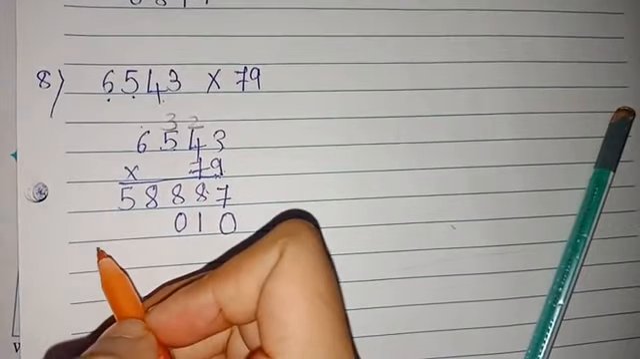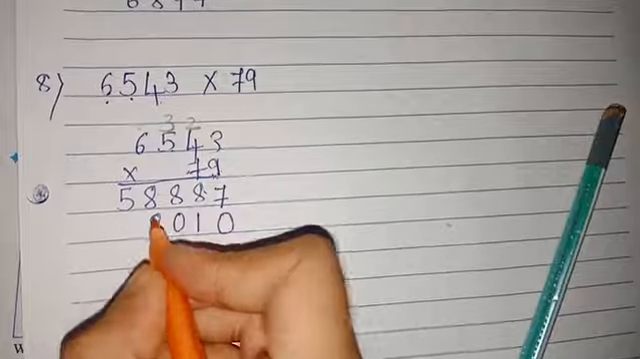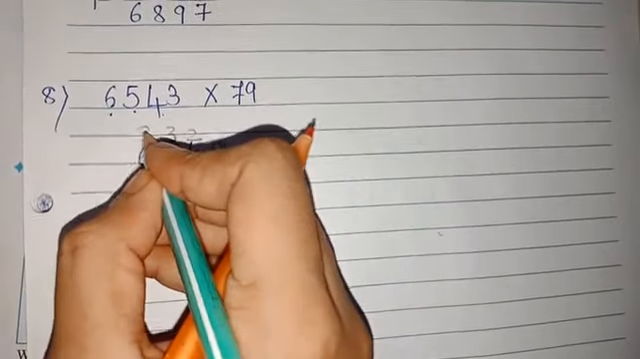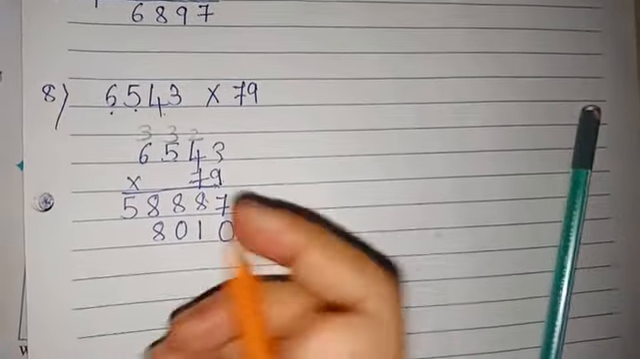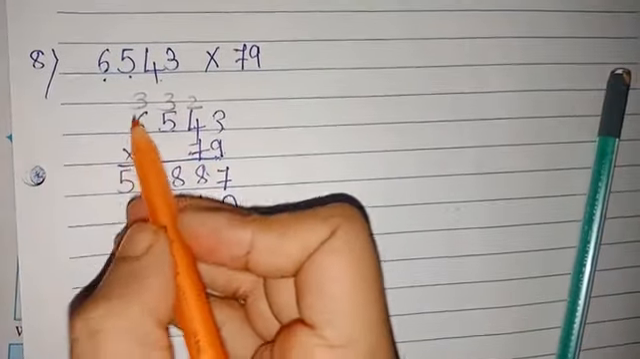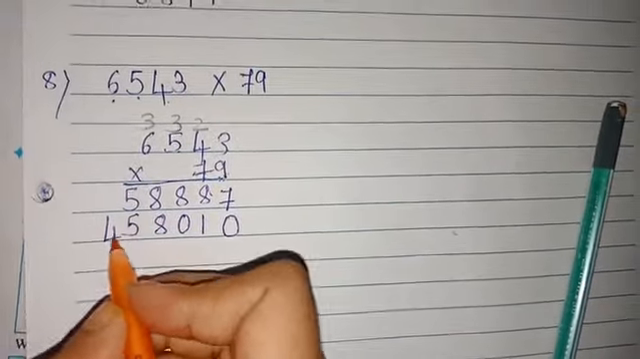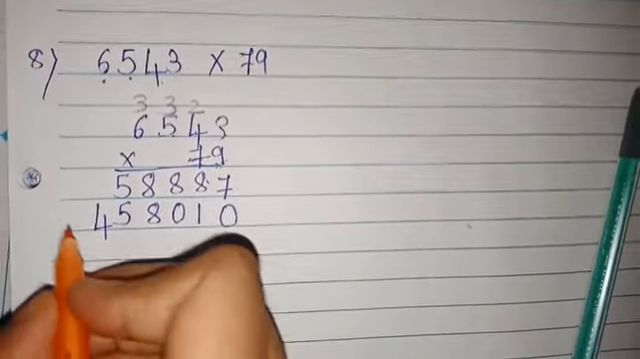7 5s are 35. 35 plus 3 is 38. So 8 will come here and carry it forward 3. Now 7 6s are 42. 42 plus 3 is 45. So 4 and 5. Now we will add them.